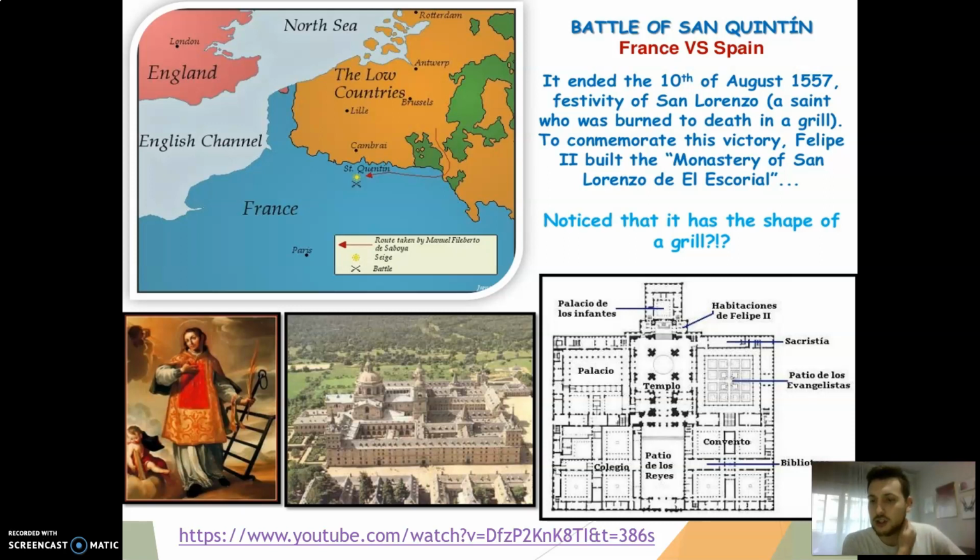Well, I actually attached a link on how the battle was and that stuff. And in order to celebrate this victory, they built a castle, a palace, a monastery, where all the kings will be buried. So, as you can see, the day of the victory was San Lorenzo, and San Lorenzo was burned on a grill. And that's the reason that this palace, this monastery, has the shape of a grill.